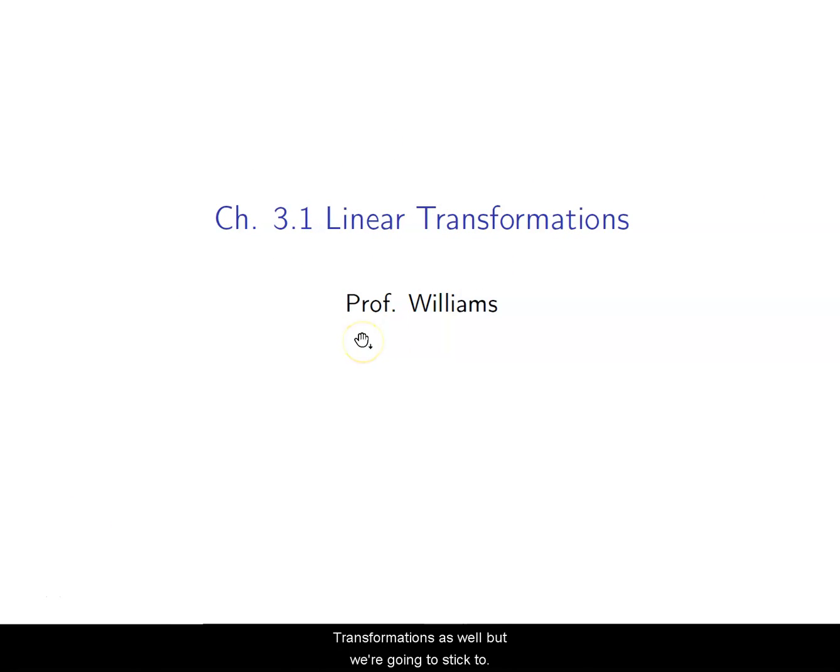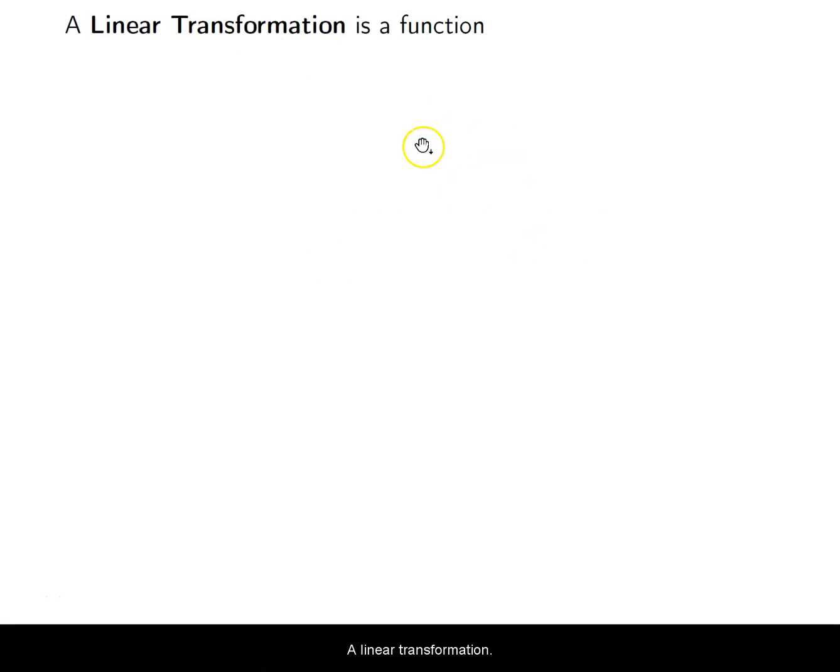There are such things as non-linear transformations as well, but we're going to stick to the easy ones, the linear transformations for today. Okay. So a linear transformation is a function which we label as T. We can give it any other name, but the general name is T for transform, from Rm to Rn. What that means is I'm taking a vector that has m real entries and I'm sending it to a new vector that has n real entries.